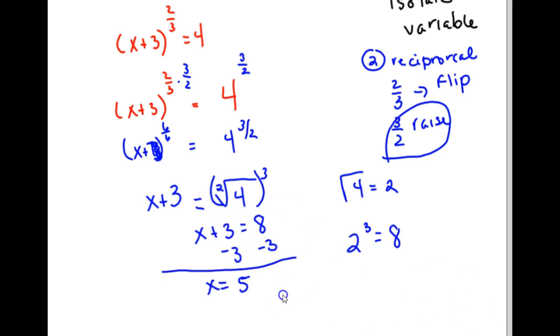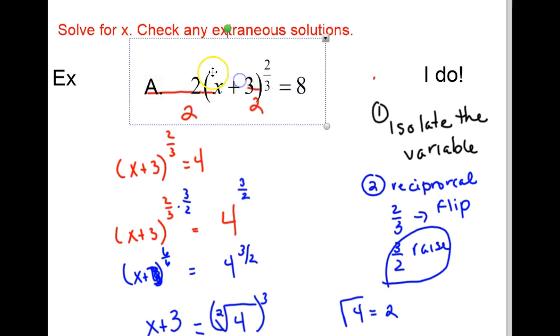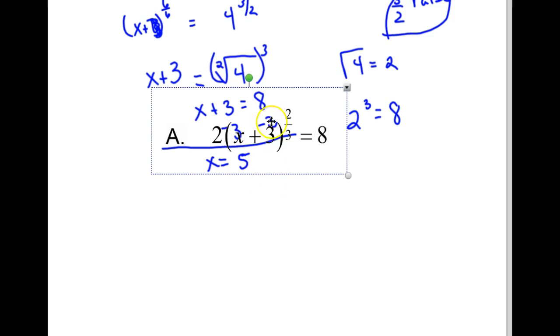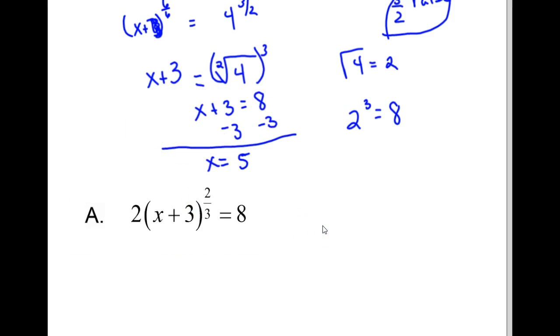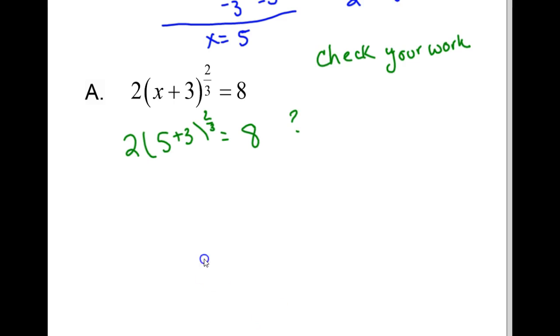Now, before we do anything else, we have to go back through and check your solution. So we want to make sure that through the process of solving, we didn't mess anything up. So we're going to substitute back in x equals 5. This is the check your work part. So we're going to take 2. We're going to plug in our value of 5. 5 plus 3 to the 2/3 power. Does that equal 8? I'm not sure. I'm just checking my work.